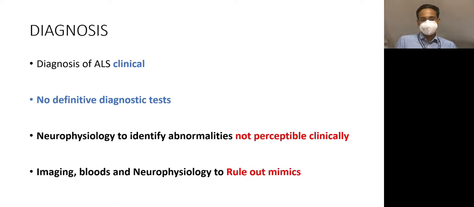ALS remains a clinical diagnosis. We have no electrophysiological test, no biochemical test, or serological test that helps us in telling that this patient has ALS definitively. So ALS remains a clinical diagnosis for all patients. What neurophysiology helps with is in patients whose onset is very focal, and we'd like to know whether there's some subclinical involvement in other regions. That is where neurophysiology, electrophysiology helps us.